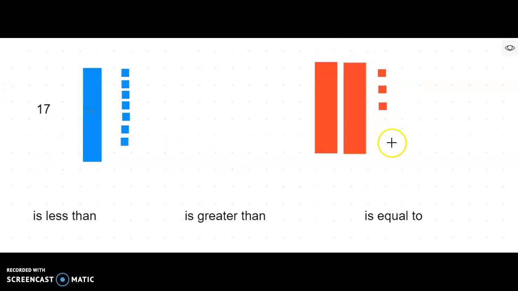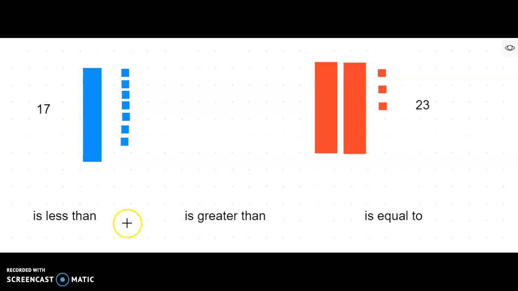Now let's look at this number. What number does this picture represent? 23. That's right. I have 2 tens and 3 ones. So the number on this side is 23. All right, so I have 17 here and 23 here.